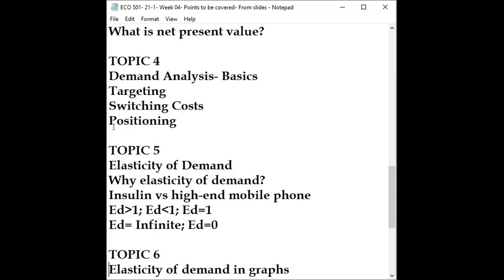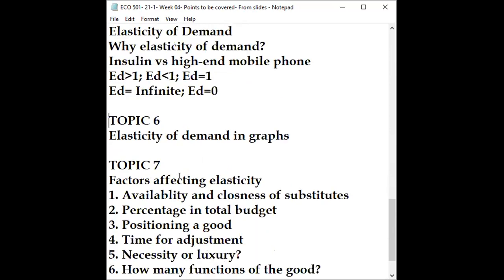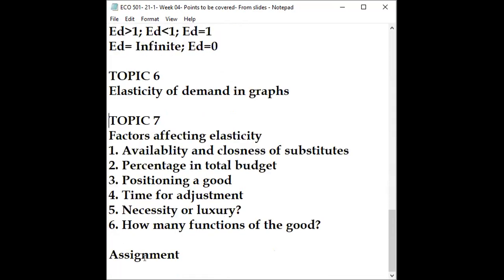And the new concept is elasticity of demand, topic 5, elasticity of demand, topic 6, how they look in graphs, and topic 7, what factors affect elasticity. Based on that, we will go to the assignment that we will have for this particular week. So what I'll do, I'll just get down to the slides.